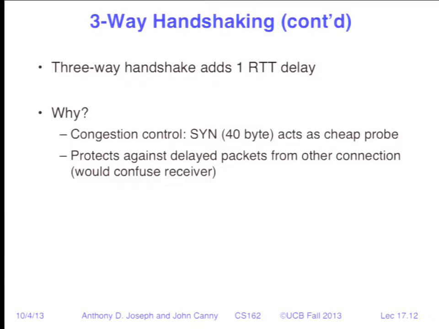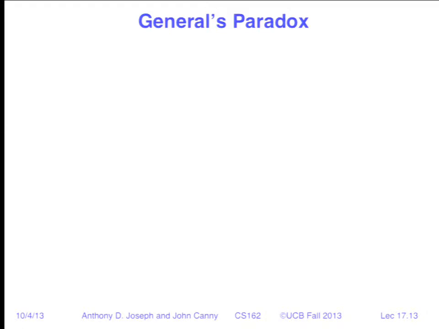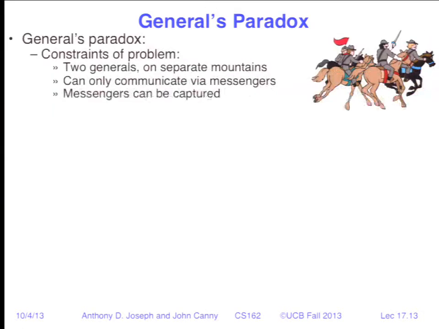So this kind of agreement, agreeing on sequence numbers, this was pretty easy. So let's try a little bit harder problem. This problem is called the General's Paradox. Right. Now, here are the constraints of the problem. We have two generals. Okay, one's on one mountain, one's on the other mountain.